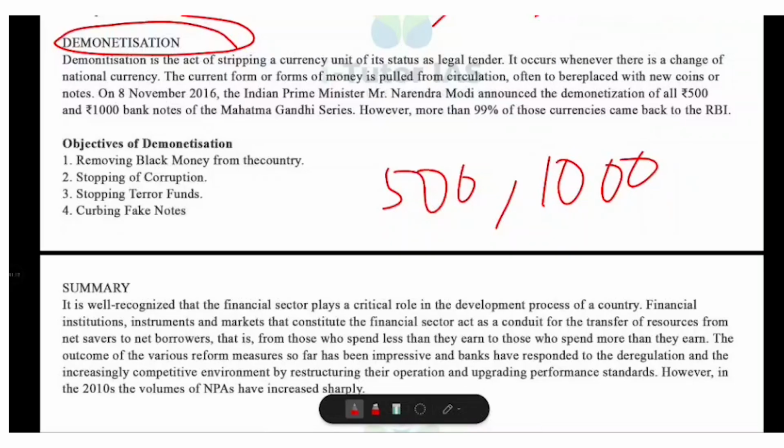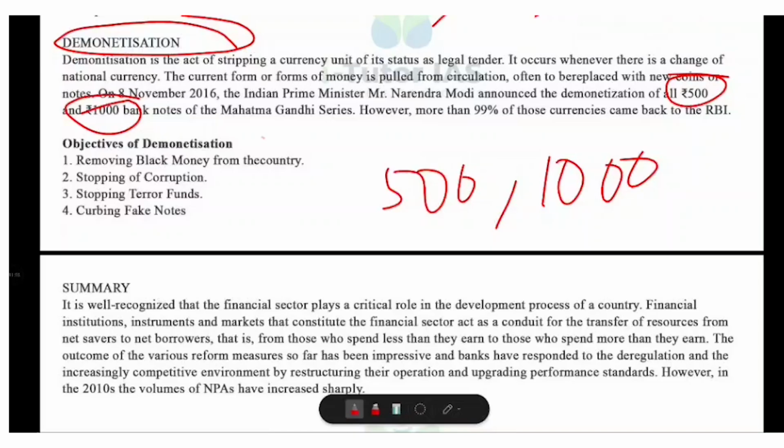On 8 November 2016, Prime Minister Narendra Modi made a surprise announcement. All rupees 500 and 1000 notes of the Mahatma Gandhi series were banned overnight. And these notes were to be deposited in banks or exchanged for new currency notes. Soon after, new rupees 500 and rupees 2000 notes were introduced. Interestingly, even though the government aimed to flush out black money, the Reserve Bank of India later reported that over 99% of all notes returned to banks, which showed how deeply cash was circulated in the economy.